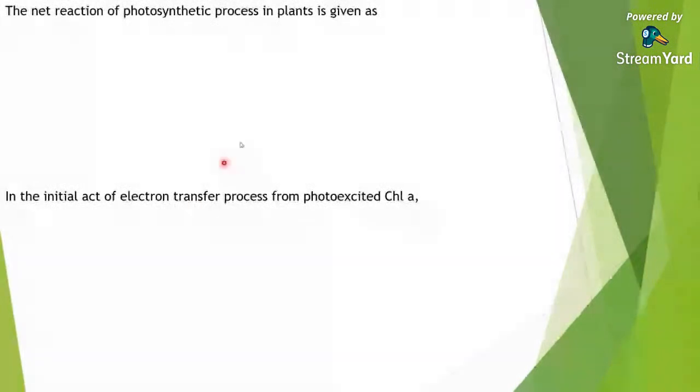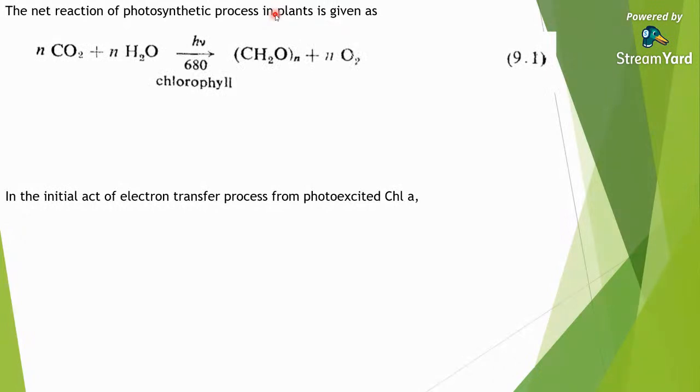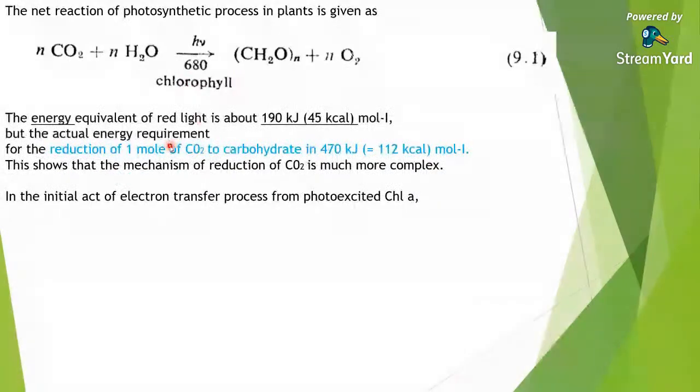Now the net reaction of the photosynthetic process in plants can be given as n times CO2 combining with n times water, that is, 6 molecules of CO2 combining with 6 molecules of water producing carbohydrate and 6 molecules of O2, at the reaction center by the absorption of light, and this is 680 PS2. The energy equivalent of red light is about 190 kilojoule, but the actual energy requirement for reduction of 1 mole of CO2 to carbohydrate is about 470 kilojoule. This means the mechanism of reduction of CO2 is much more complex.